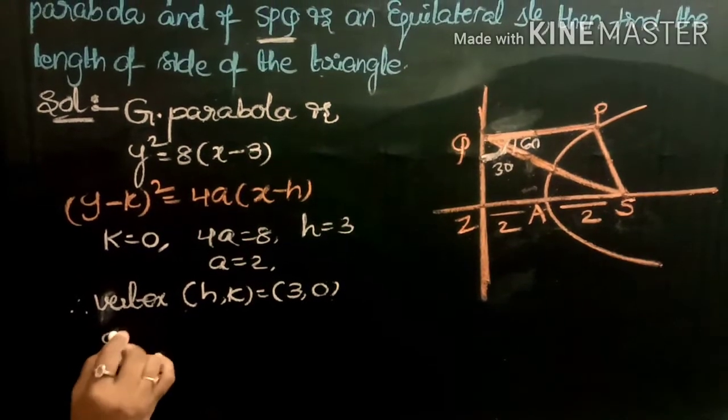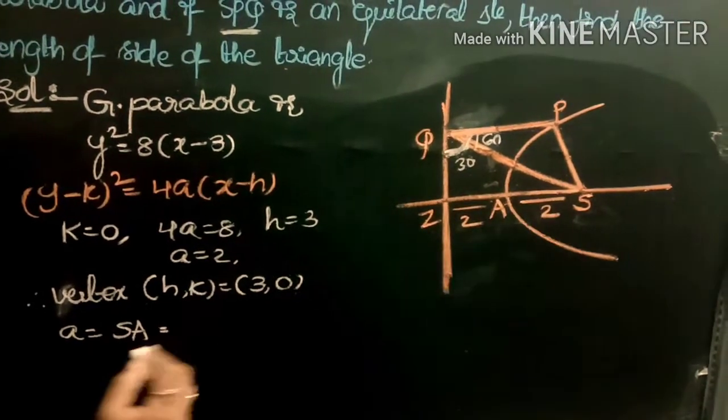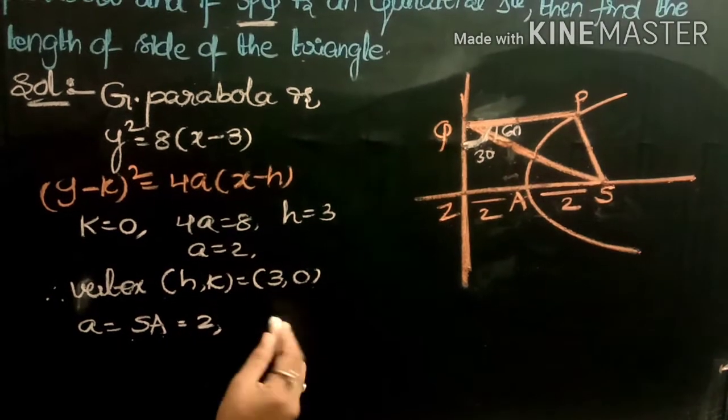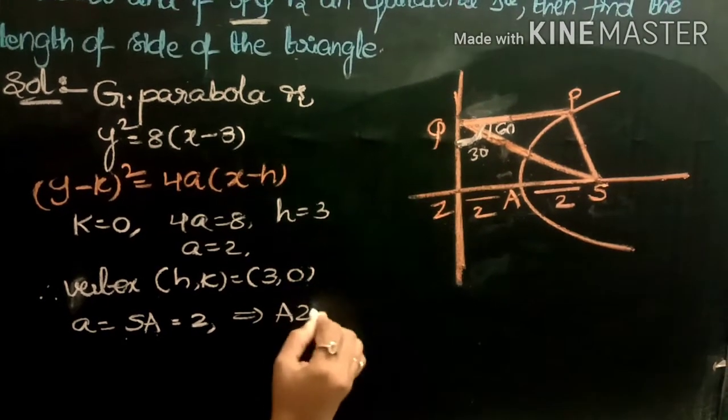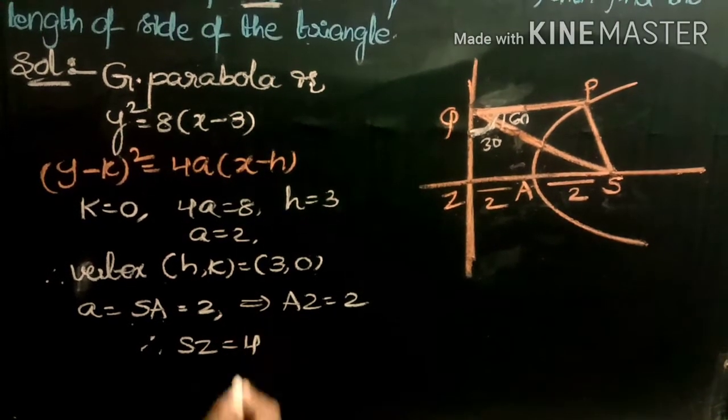And already from the diagram we know that A is equal to SA. SA is nothing but A, so SA is equal to 2. Then, which implies AZ is equal to 2. Since these two values are equal, therefore SZ is equal to 2 plus 2, which is 4.